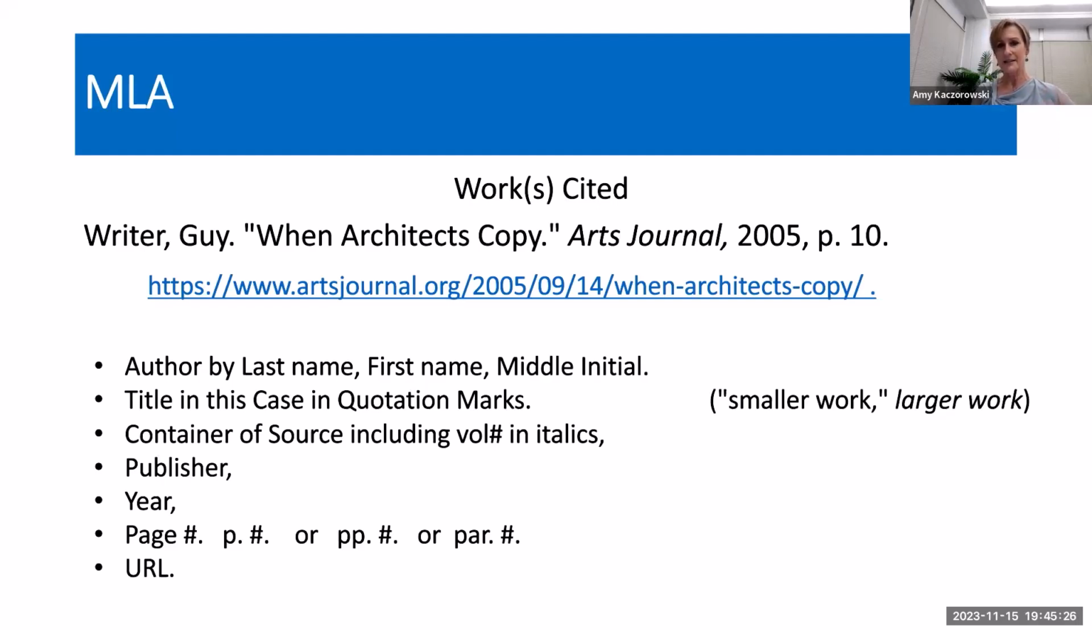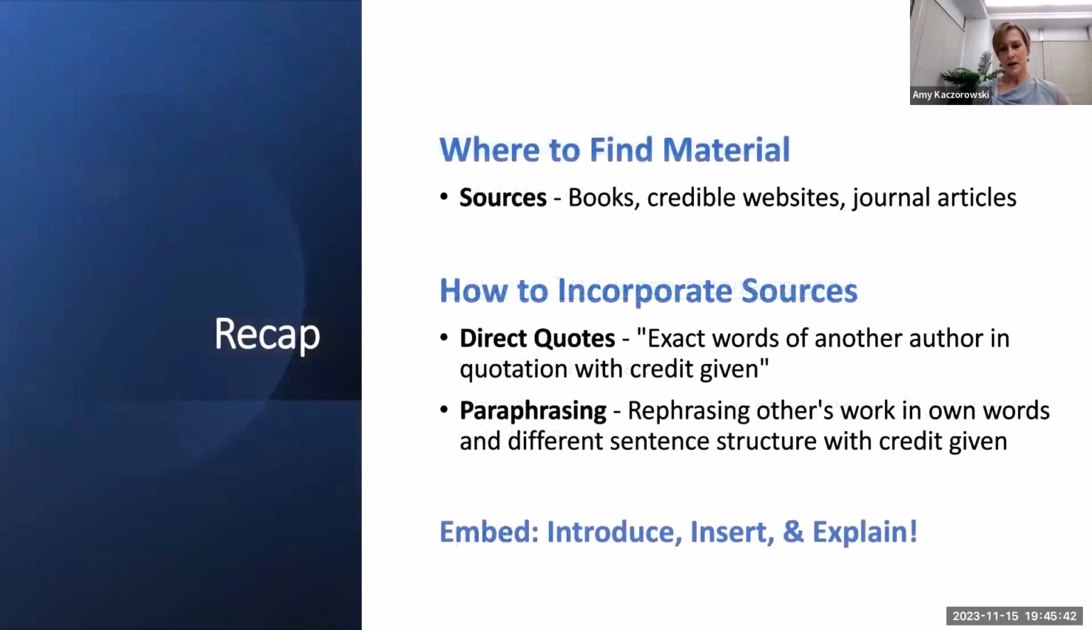So when architects copy, journal is still italicized. They put the year towards the end and they include the page number and the URL or DOI. So keep in mind, it is going to look different whether it's APA or MLA.